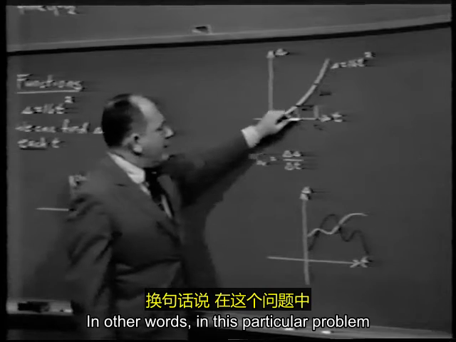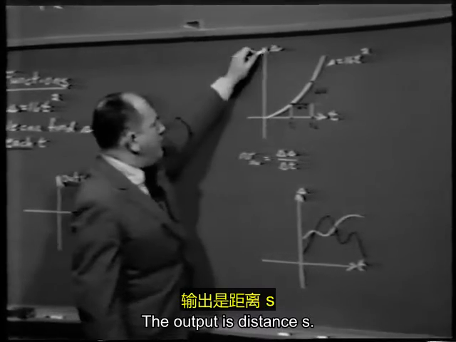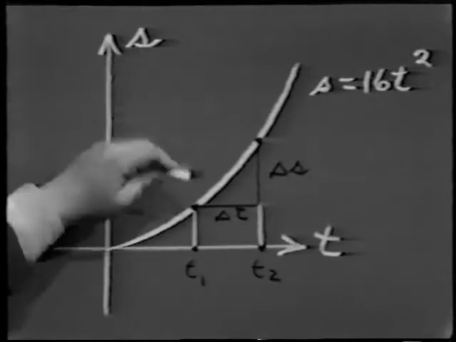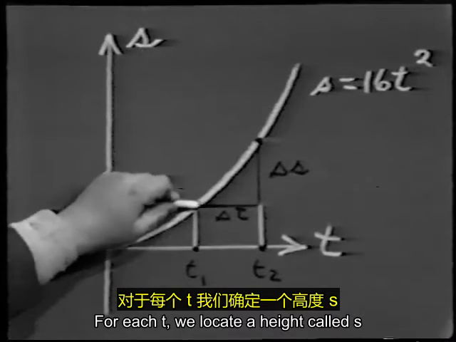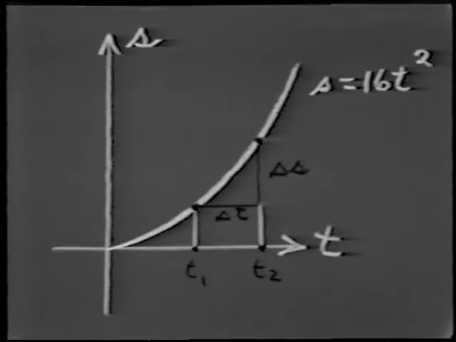In other words, in this particular problem, the input is time, t. The output is distance, s. For each t, we locate a height called s by squaring t and multiplying by 16.